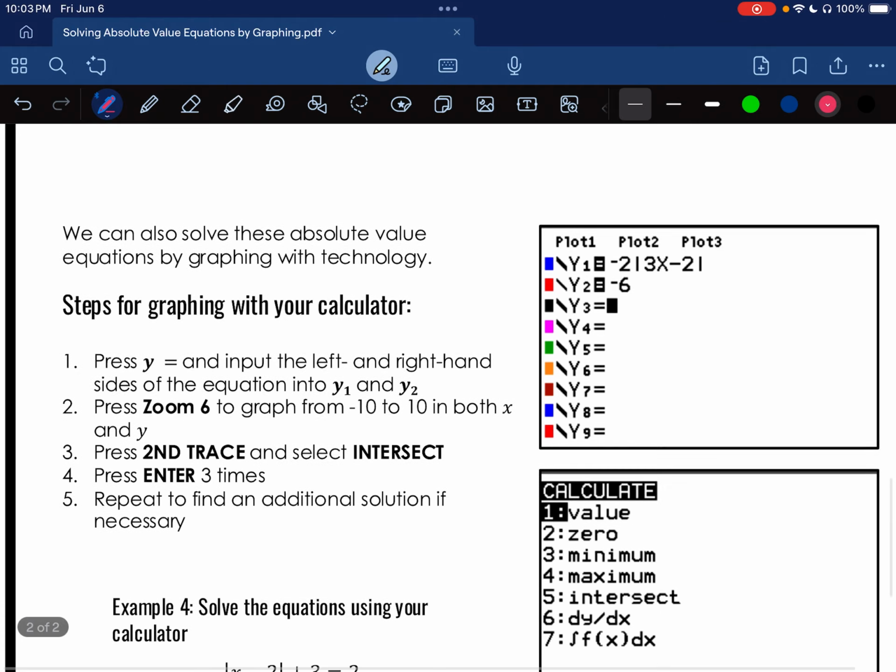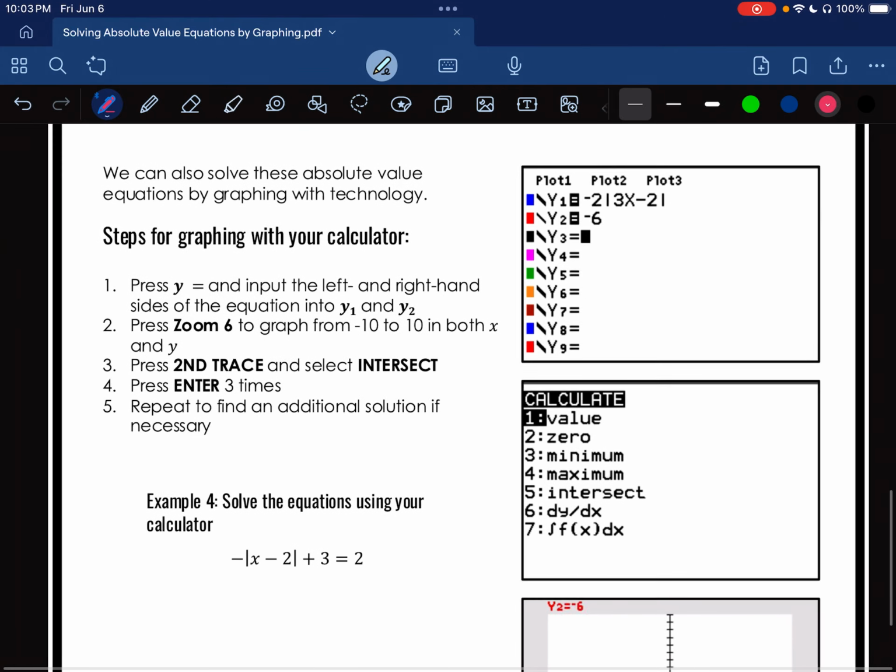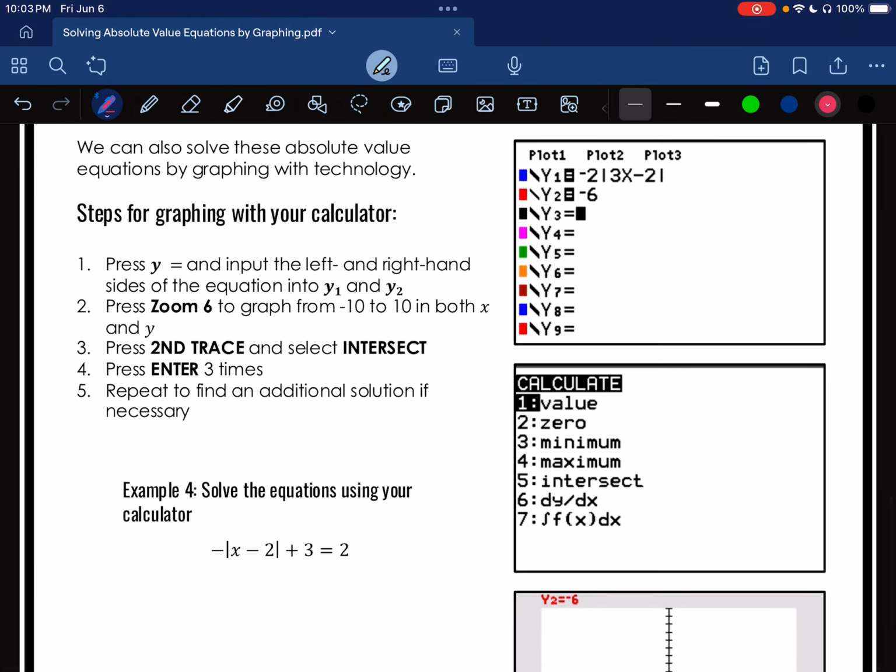Alright, so now we're going to talk about graphing, and I'm going to show you both how to do it in a TI-84 and Desmos. We can also solve by graphing with technology, which is exciting. To graph in your graphing calculator, you press the y equals button, and that is going to pull up this screen right here.